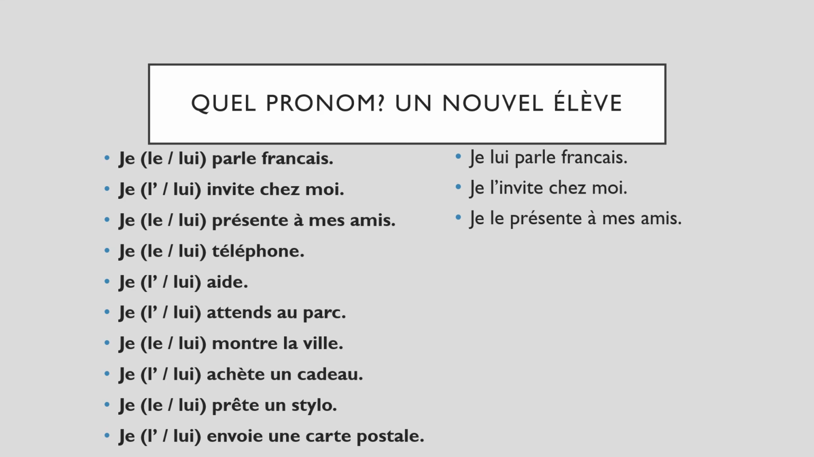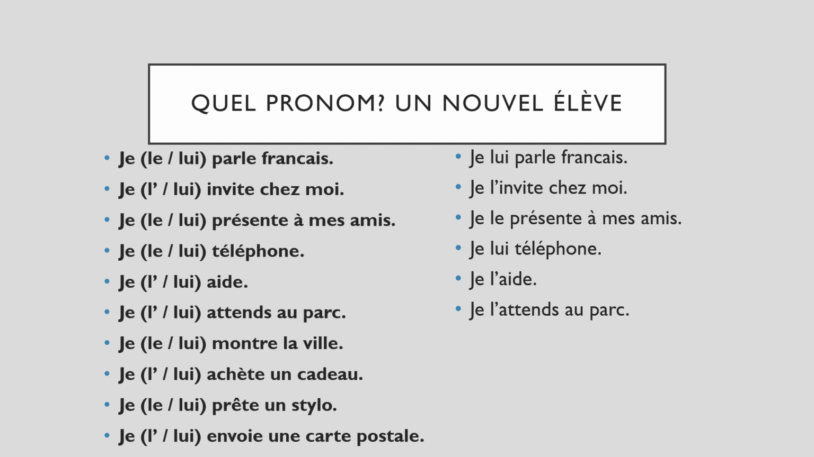Téléphone. We already said that one always uses indirect. So it should be je lui téléphone. I help him. Well, which one makes sense? I help him or I help to him or for him? Well, it's je l'aide. I help him using a direct object. The next one's a trick. Attendre, to wait for, au parc. However, attendre already has the for built into the verb in its meaning, so we only need a direct object, so je l'attends au parc.